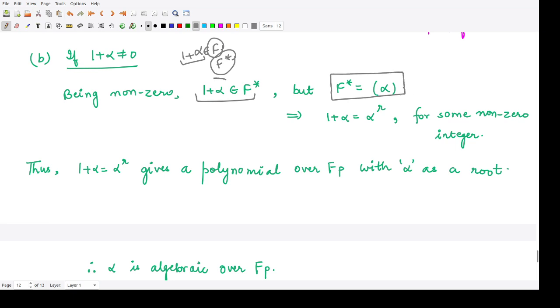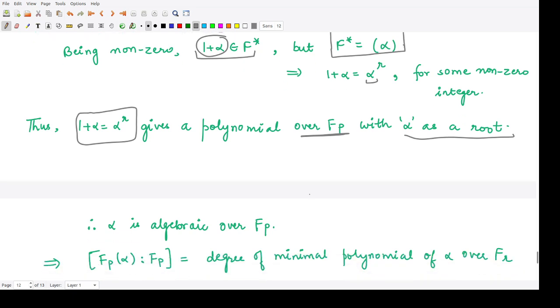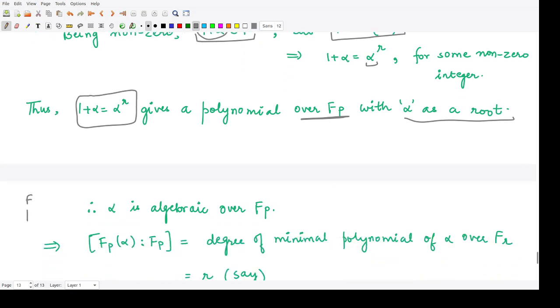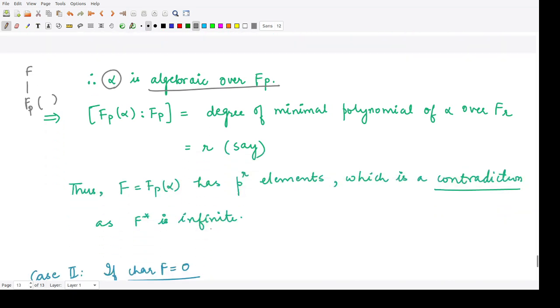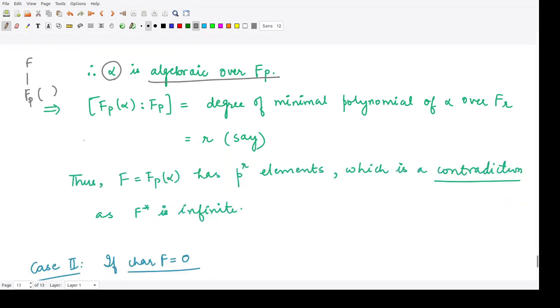So that means you could also write this particular element 1 plus alpha as some power of alpha. So from here you have a polynomial in alpha over Fp, where alpha is the root of that particular polynomial. So that means you have some polynomial here whose root is alpha. So that means this alpha becomes an algebraic element over Fp. If this becomes an algebraic element, we could calculate the degree of Fp(alpha) over Fp.